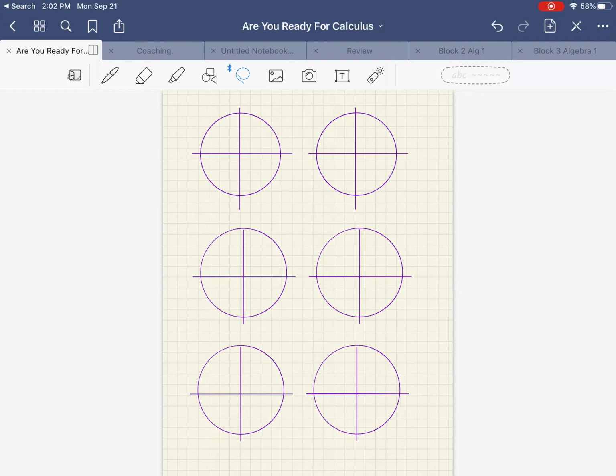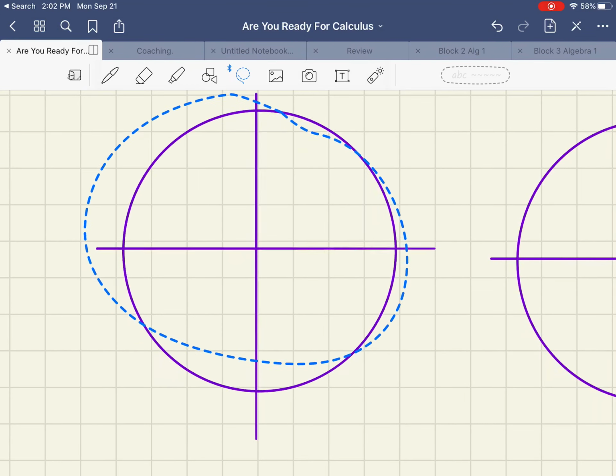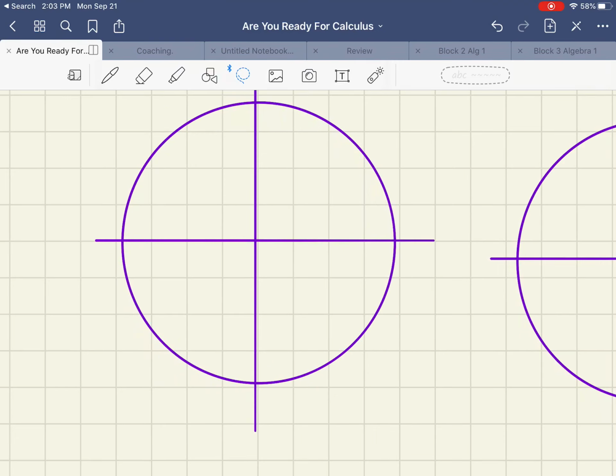All right, so let's talk about angle measurements and finding the position of radian measurements on a unit circle. So let's start with the unit circle. I'm going to center that a little bit better so it's not so annoying. Again, it's a unit circle, so this would be (1, 0), and this would be (-1, 0), and so on.